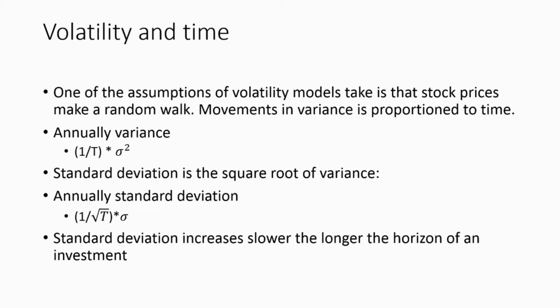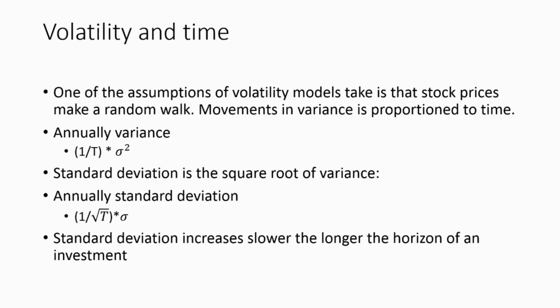One of the assumptions of pricing models is that prices make a random walk. The past movements in prices don't predict the future price movements. This makes the movements in variance proportional to movements in time. For example, to calculate annual variance, you multiply the total variance by 1 over the total number of years.